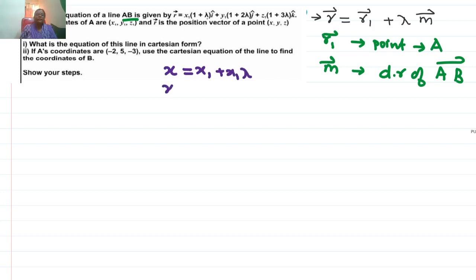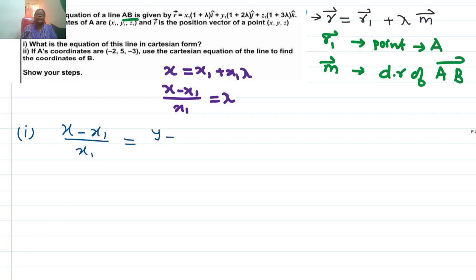So the way we need to rewrite this statement is this way. That is giving us lambda. So each component we will compare and express everything in terms of lambda. And expressing that in terms of lambda is giving us the Cartesian form. This is the Cartesian form.